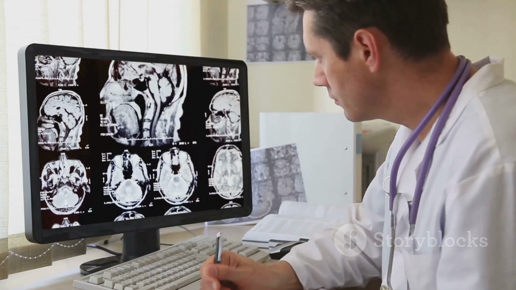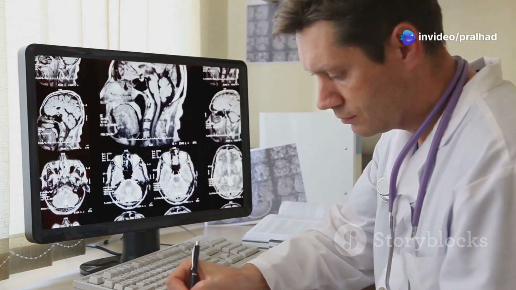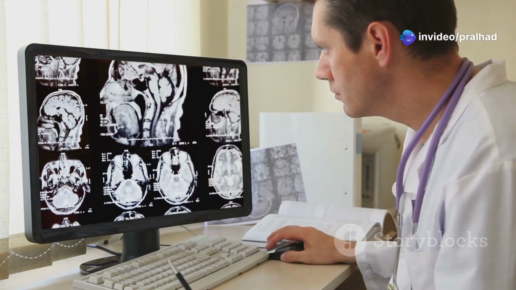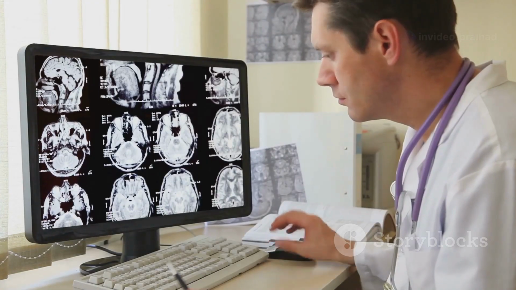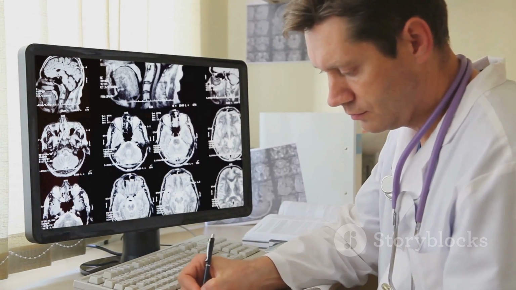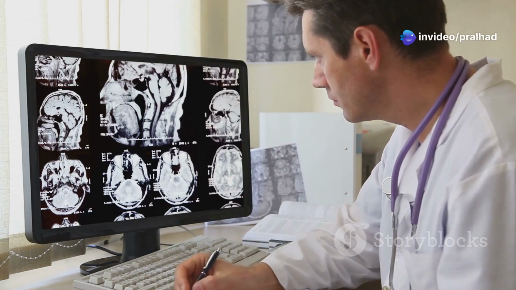For example, ML algorithms can analyze medical images to detect cancer earlier and more reliably than human doctors. This early detection can significantly improve patient outcomes and save lives. Additionally, AI-powered tools are assisting doctors in making more informed decisions by providing insights that were previously unattainable.